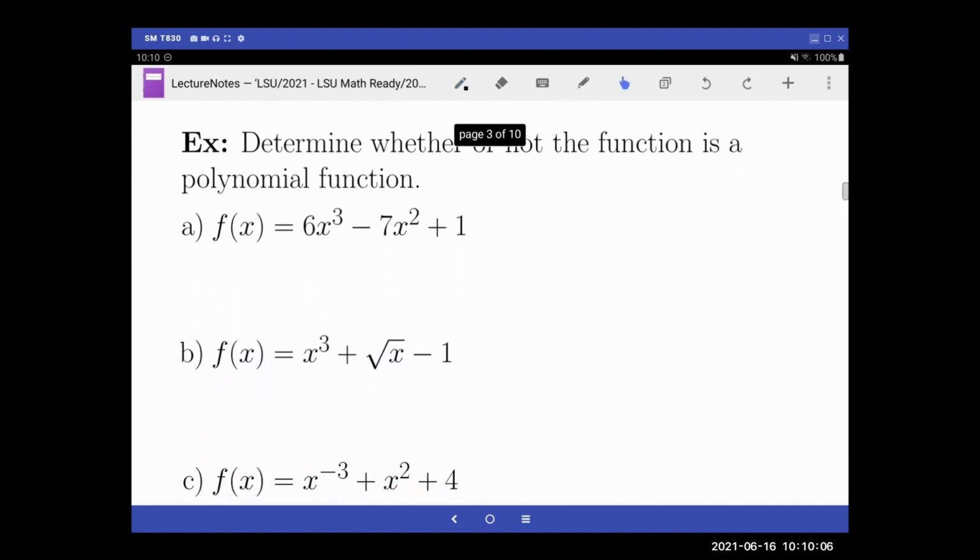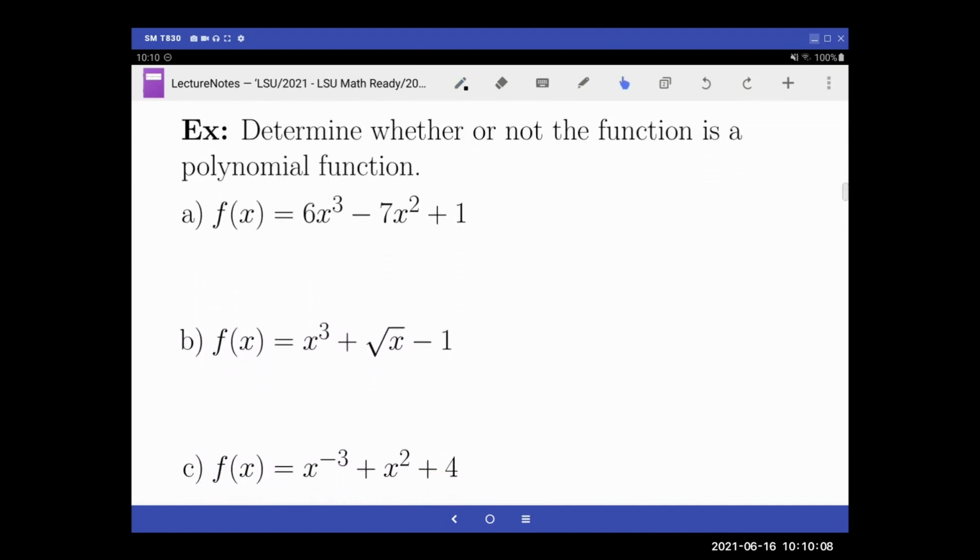All right, so now we talked about what a polynomial function looks like, what it is. Now let's identify whether or not these are polynomial functions or not. Okay, so first of all, this one right here, f of x equals 6x cubed minus 7x squared plus 1. What I'm looking for are individual terms whose exponents are positive whole numbers, right? Natural numbers. It meets that definition. So this one is a polynomial.